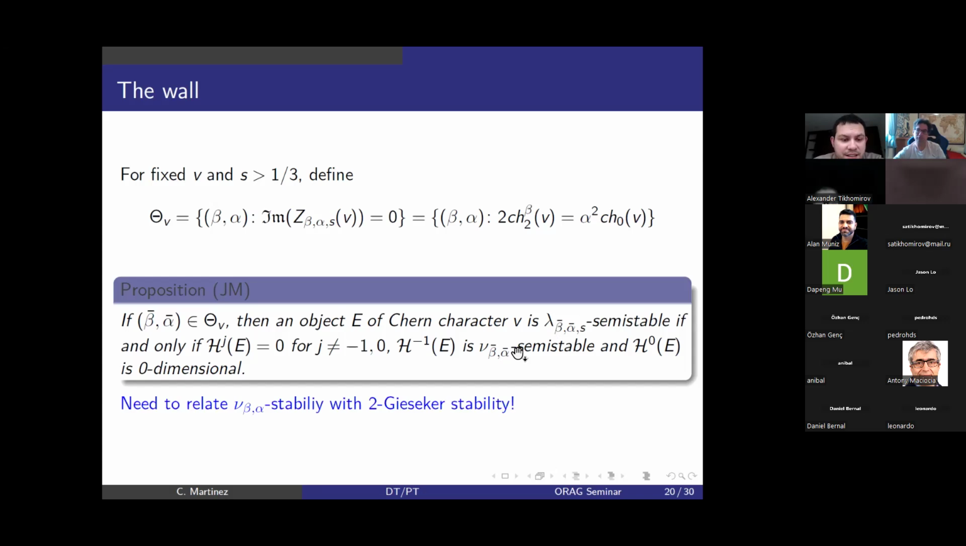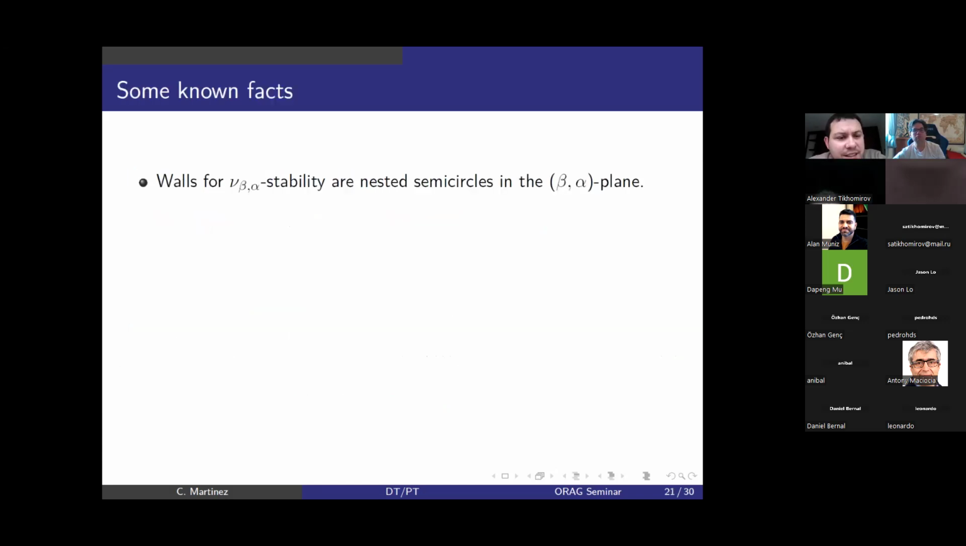Fortunately, this is very similar to what we had with these PT stable things, right? Just that for the PT stable, we have H minus 1 of E to be 2 Gieseker stable, so semi-stable. So I would like to relate this new stability with 2 Gieseker stability, just to say, okay, this is something I can do. Fortunately, there are some known facts.